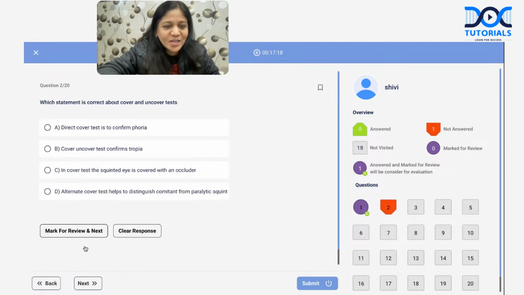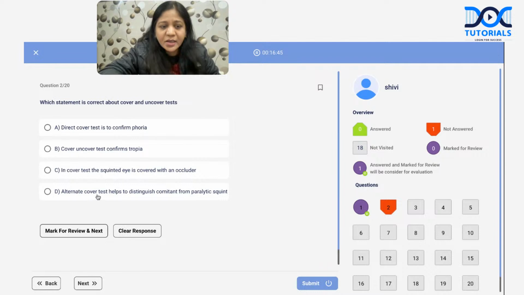So quickly I'll move to the second one. Now second says, which statement is correct about cover and uncover test? Ab cover test fatafat, I know cover test, that cover test is for tropia. तो ये तो गलत है, direct cover test is not for phoria, it is actually for tropia. Cover uncover test confirms tropia, no no no, cover uncover is actually for phoria, so this is also out. Now in cover test the squinted eye is covered with an occluder, no, in cover test rather the normal eye is covered, so ये भी गलत है.